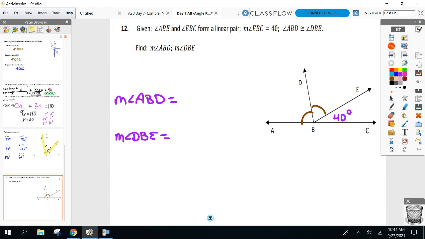What do you know about the straight line? Equal to 180, right? You already have 40 degrees. How many degrees are left for the other two? 140, right? And what do you know about those two angles? And they add to 140. How much is each angle? 70 degrees each.